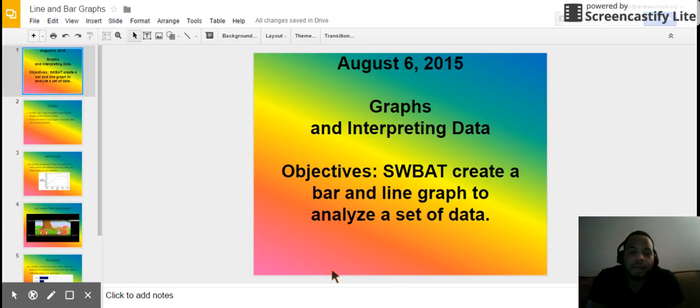We'll be working with graphs and interpreting data. Objectives of the day: you need to stop and jot. You can press pause on your screen as you need to. Students will be able to create a bar and line graph to analyze a set of data.